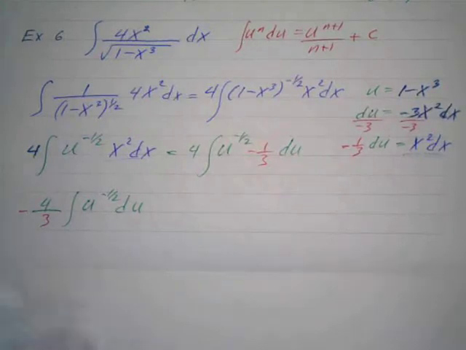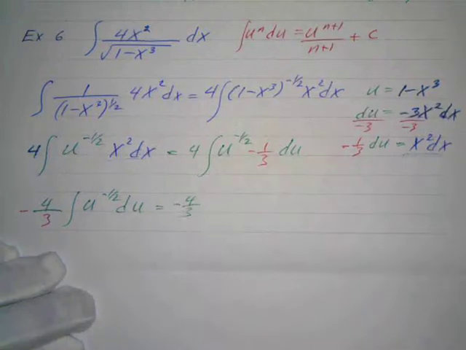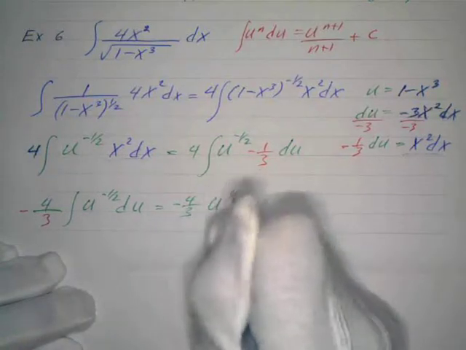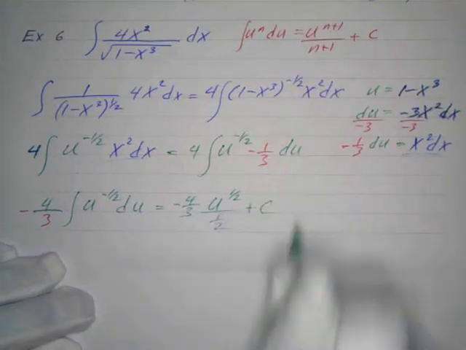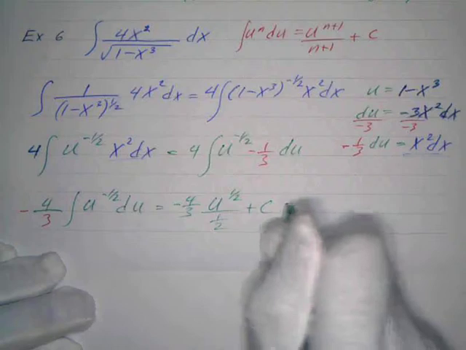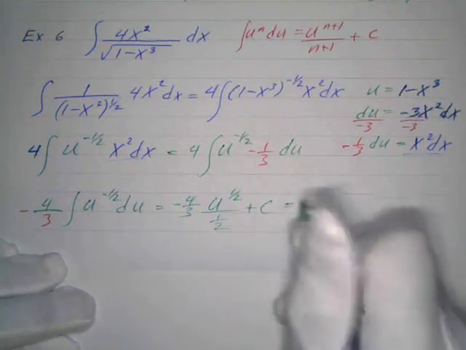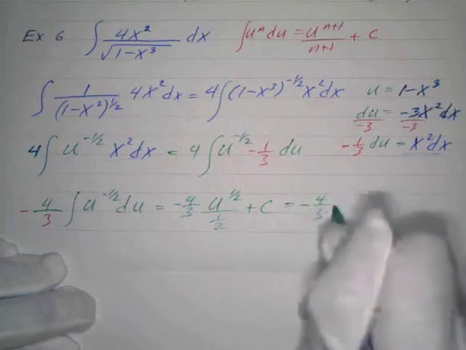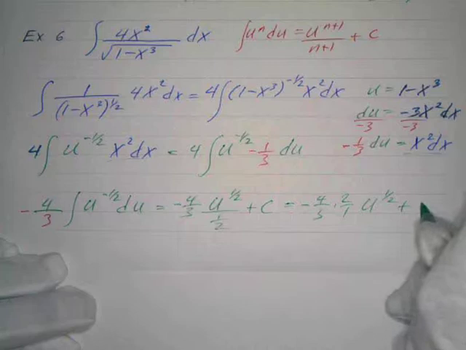So that's just going to be equal to negative 4/3. And if I add 1 to the exponent, this is going to be u to the 1/2, divided by 1/2, plus c. And we can rewrite that again. We can invert and multiply. If you divide by 1/2, it's the same thing as multiplying by 2. So we've got negative 4/3 times 2 over 1 times u to the 1/2 plus c.